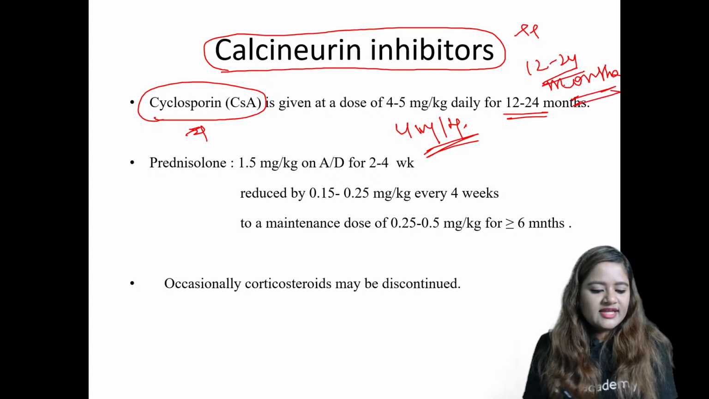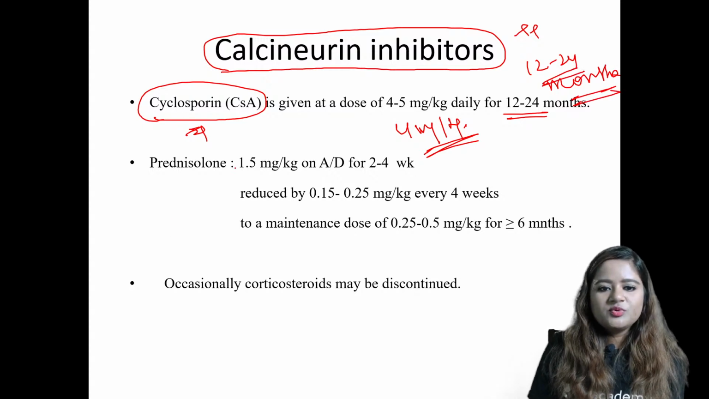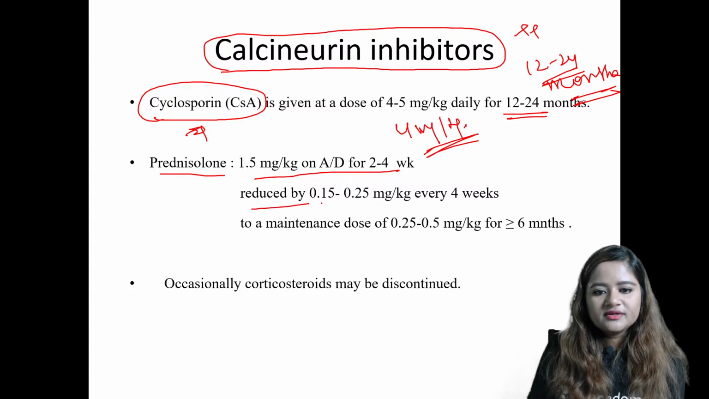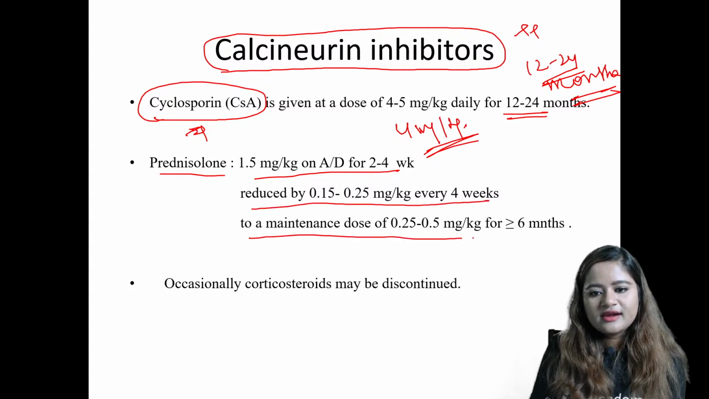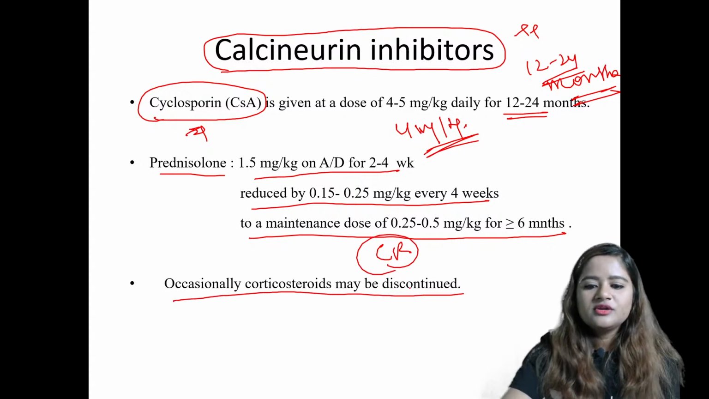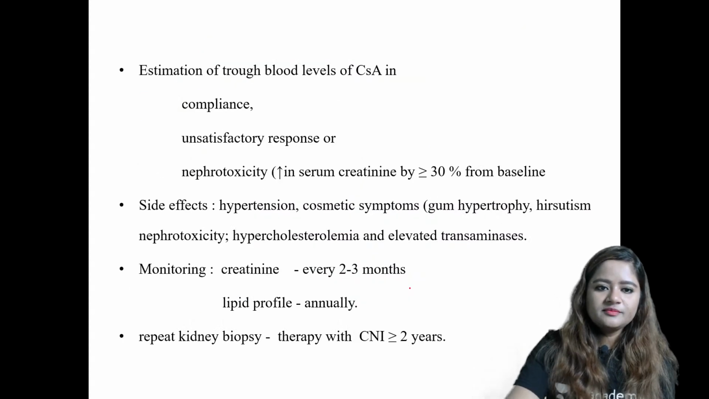It's not as toxic as cyclophosphamide. So cyclosporin is again used with the steroid. When we start the steroid, we taper it off and then stop it at the maintenance dose at which the child is able to go into complete remission. And once the child has started on cyclosporin, you can also discontinue the steroid therapy that you have given.